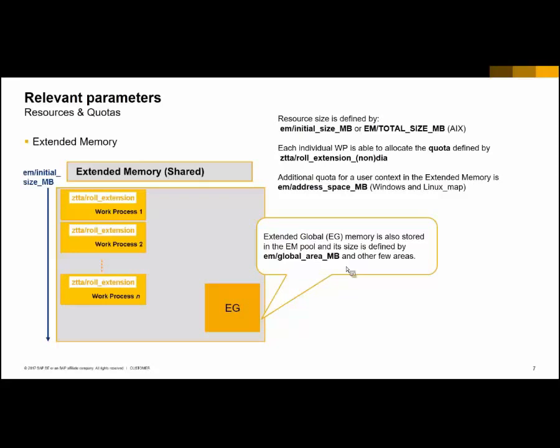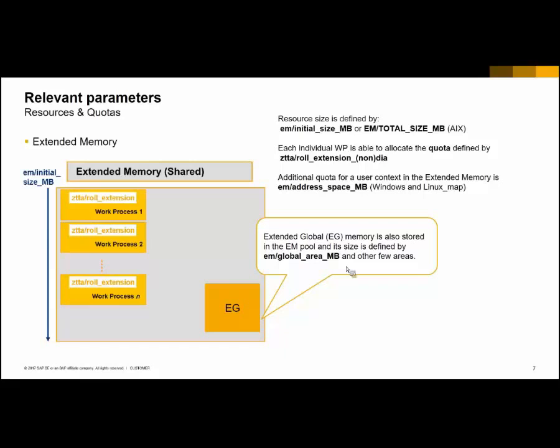Normally, this should be set between 5 and 10% of the whole extended memory pool. This is because only administration data belonging to internal communication between SAP kernel components is stored here.